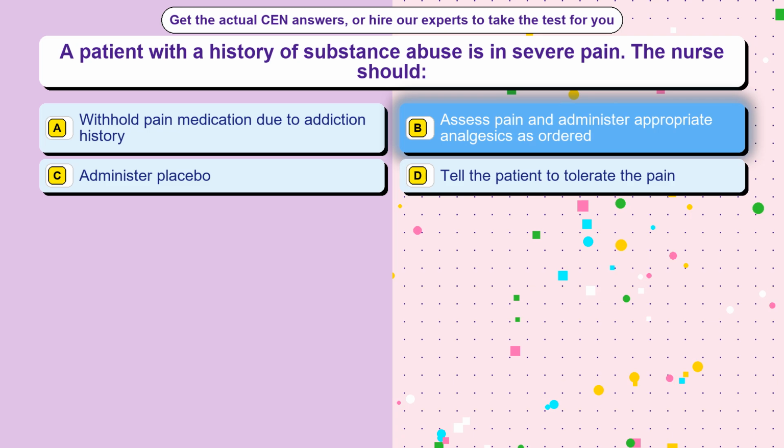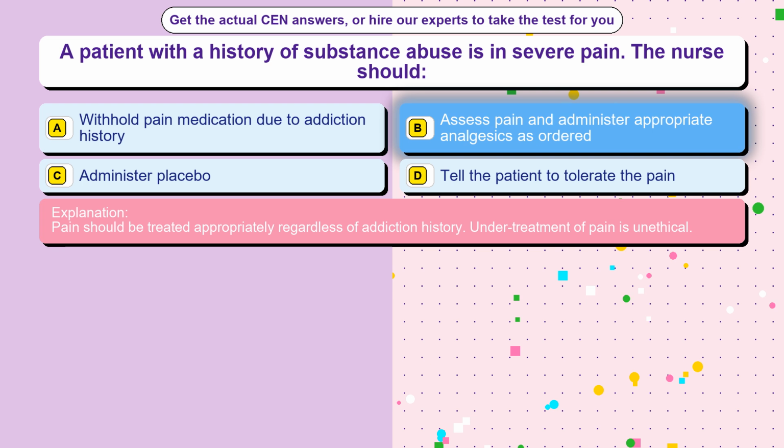The correct answer is option B. Assess pain and administer appropriate analgesics as ordered. Pain should be treated appropriately regardless of addiction history. Undertreatment of pain is unethical.